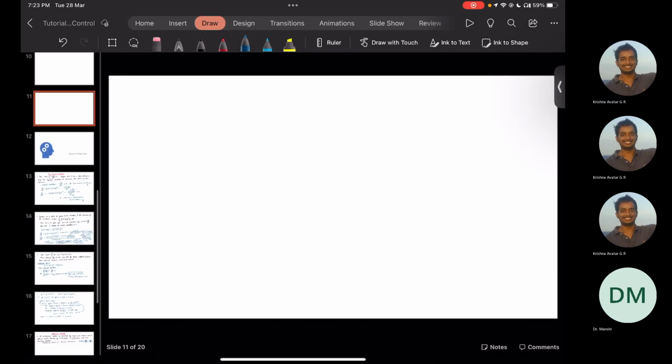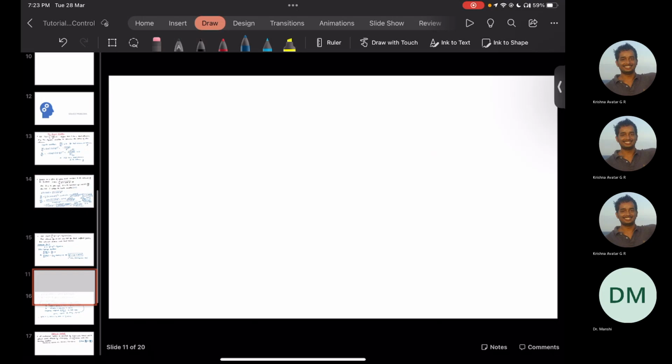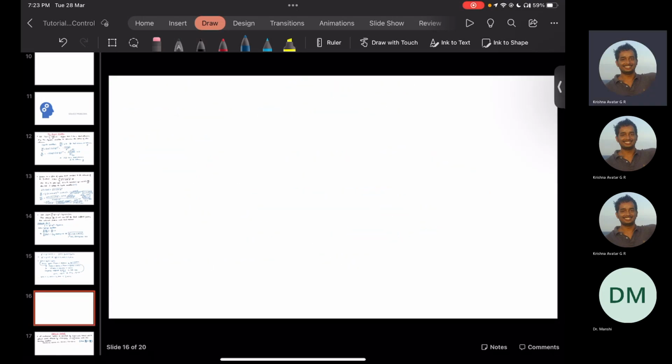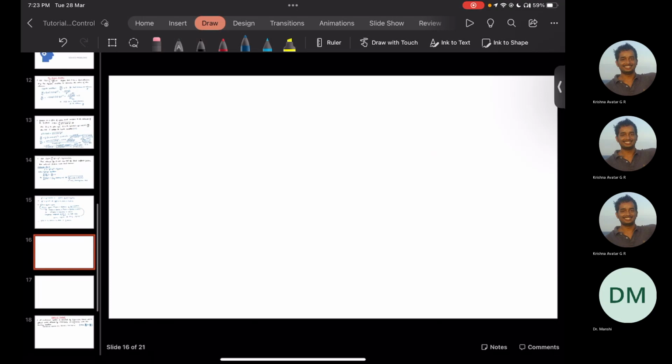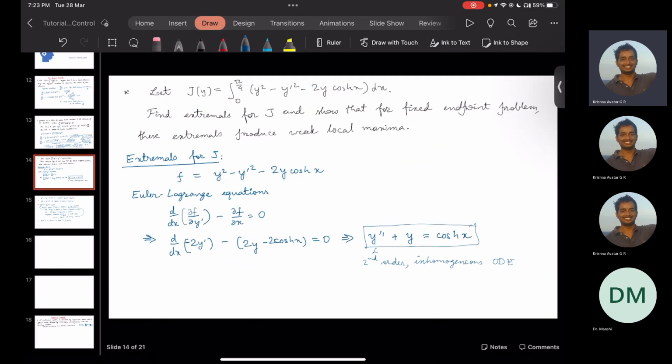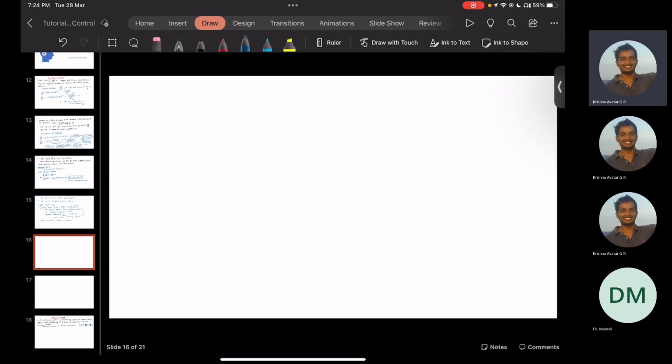And now our goal is to determine, as the question says, that these extremals produce weak local maxima, right? But to do that, we first need to satisfy Jacobi's necessary and sufficient conditions, right? So I'll just say that our heading will go as, let's check for maxima.